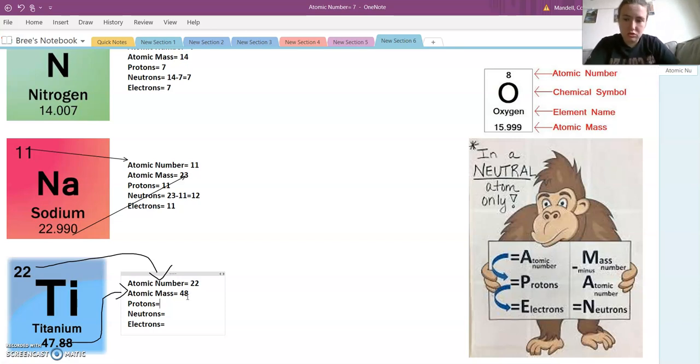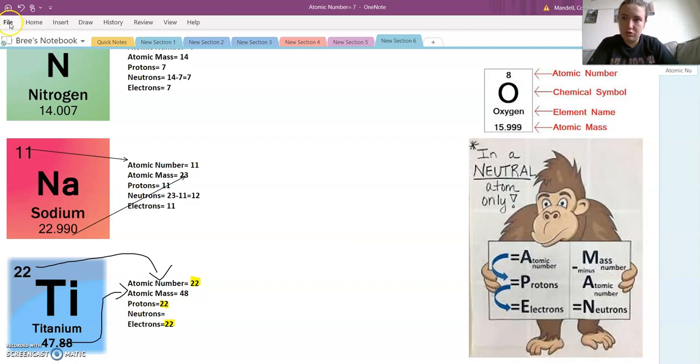Now it's time to do protons, neutrons, and electrons. So for protons and electrons, I've got it pretty easy. I just take the atomic number. Atomic number is equal to protons and electrons. So my atomic number was 22. So protons equals 22, electrons equals 22. And let's highlight all of that in the same color so you can see that they're all the same. So 22, 22, 22. Protons, electrons, and atomic number, all the same.